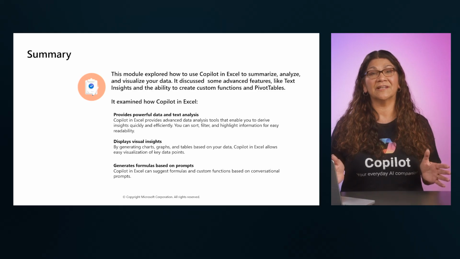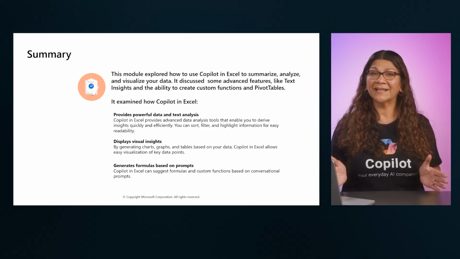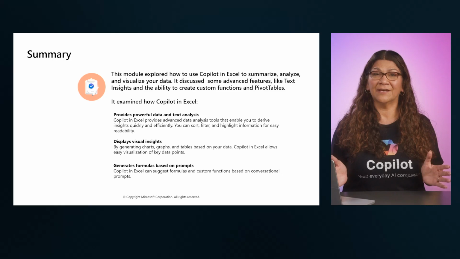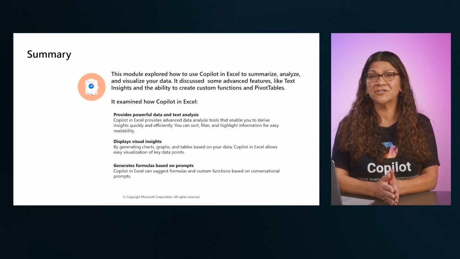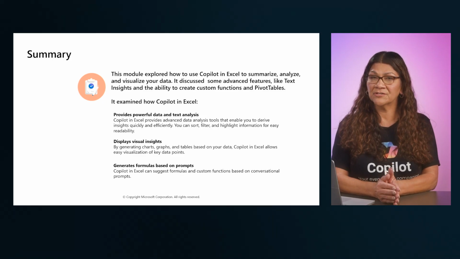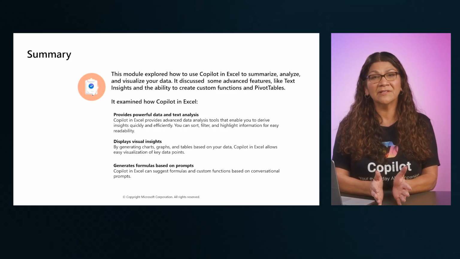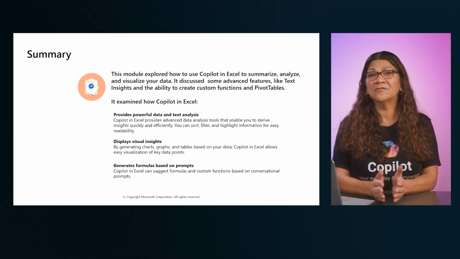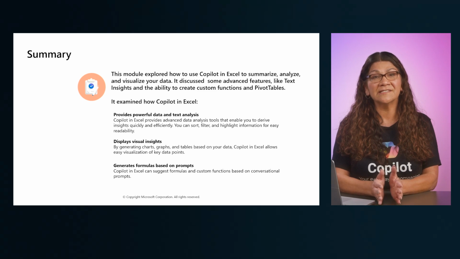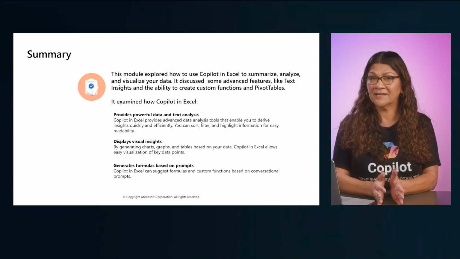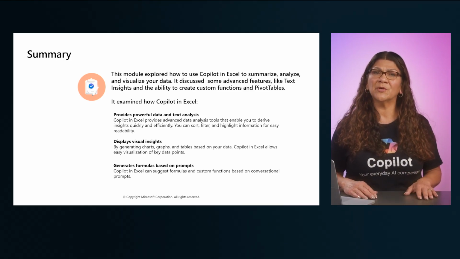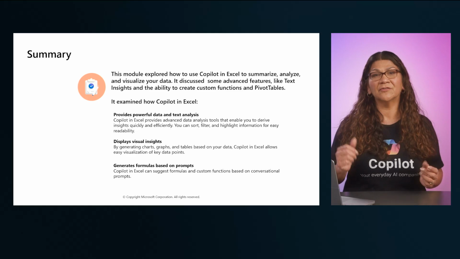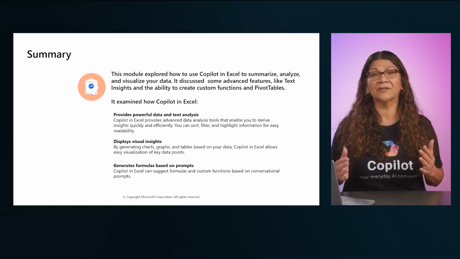This module demonstrated how Copilot in Excel transforms the way you work with data by making it easier to summarize, analyze, and visualize information using natural language. You explored advanced capabilities such as text insights, visual analysis through charts and pivot tables, and the ability to quickly sort, filter, and highlight data so key information stands out. Together, these features help you move from raw data to meaningful insights faster and with greater confidence.